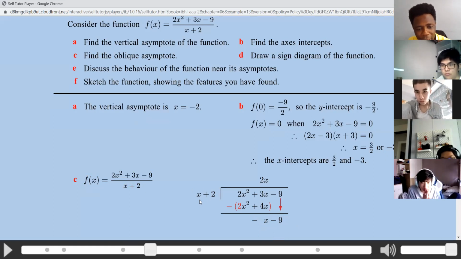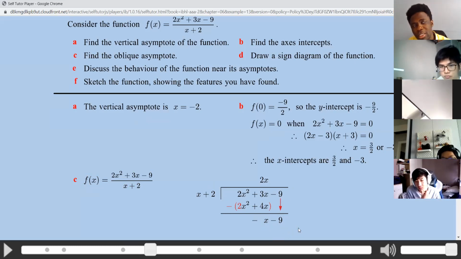Minus x divided by x. It is always the first term divided by the first term in the divisor. And that will give minus 1. Then you multiply minus 1 by x and 2. And when you subtract, you get, I think, minus 7.